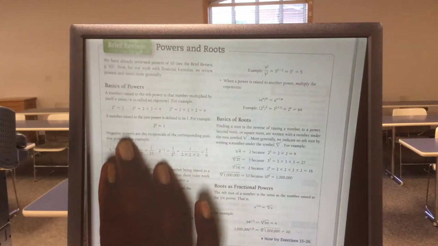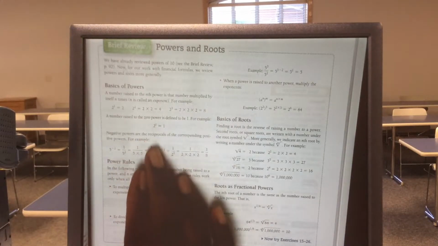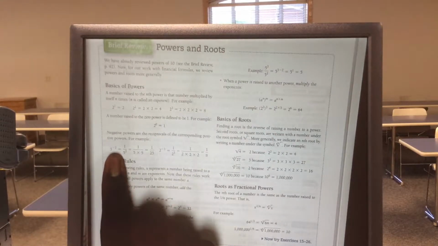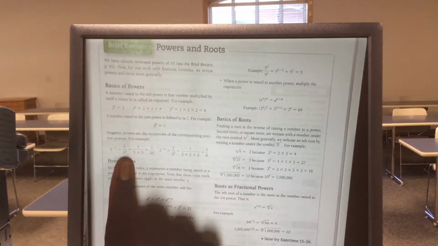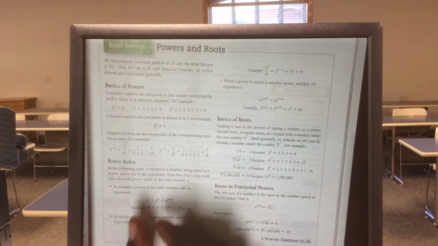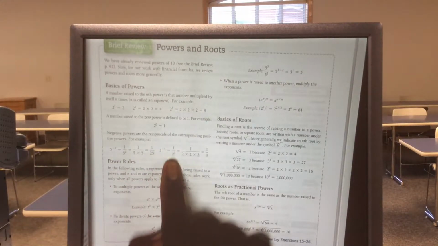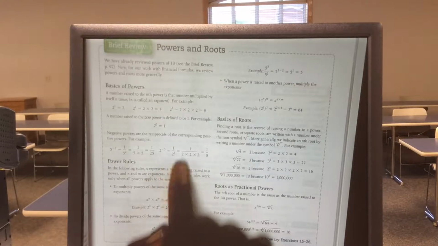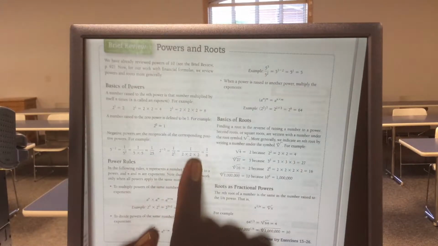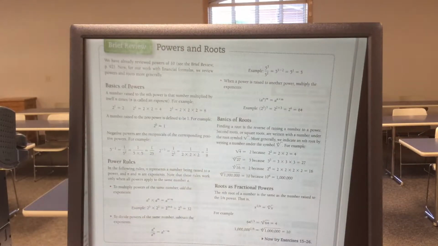Okay? And then your negative powers are going to be reciprocals of the corresponding positive powers, like 5 to the negative 2 power. That will be 1 over 5 to the positive 2, which would be 1 over 5 times 5, or 1 over 25. Also, 2 to the negative third power will be 1 over 2 to the positive 3 power. So if we figure this out, it'll be 1 over 2 times 2 times 2 for 2 to the third. And if you multiply those 2's out, you'll get 8. So it'll be 1 over 8.